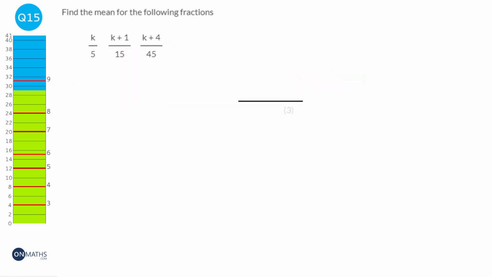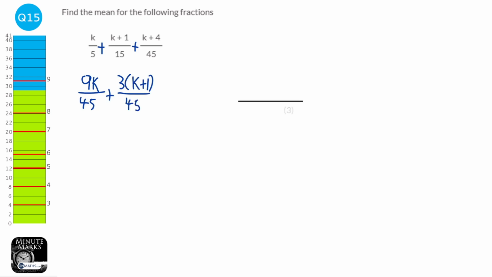So when we find the mean of something, we add the elements together and we divide them by the amount of elements. So here we've got 3 elements. So what we're going to do is add these together and then divide by 3. Now the problem is that the denominators are not the same, so we can't add them yet, but they're all factors of 45. So we're going to times top and bottom of the first one by 9, so we end up with 9k over 45. We're going to times the top and bottom by 3, and so it would be 3 brackets k plus 1 over 45, and the last one is over 45, so we don't need to do anything for that.